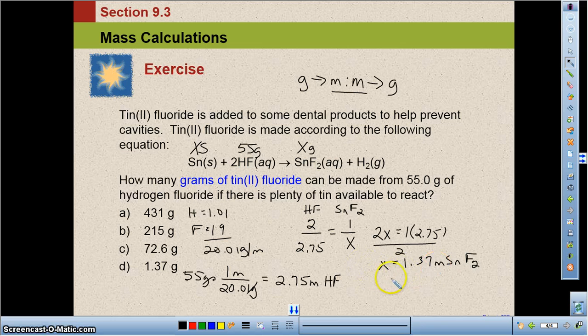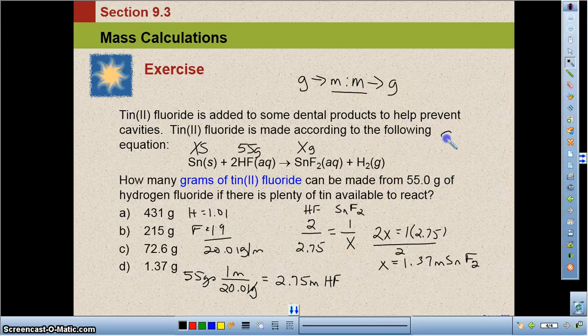So we're back to this problem. We did a mole-to-mole ratio. If we start off with 55 grams of hydrofluoric acid, which was 2.75 moles, I should end up with 1.37 moles of tin-2 fluoride. Now the problem doesn't say to stop with that. The problem says I want to know how many grams that will be. So I'm going to change that to grams.